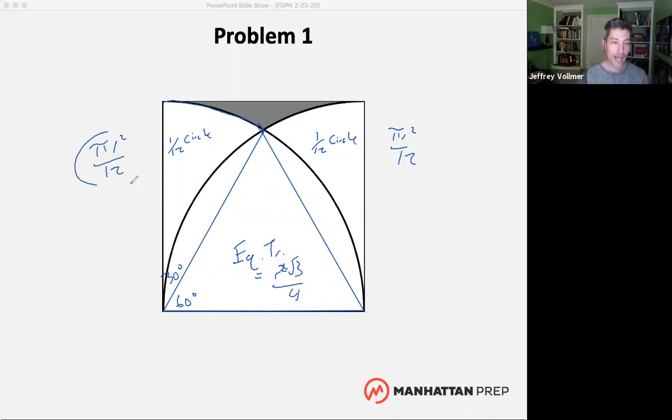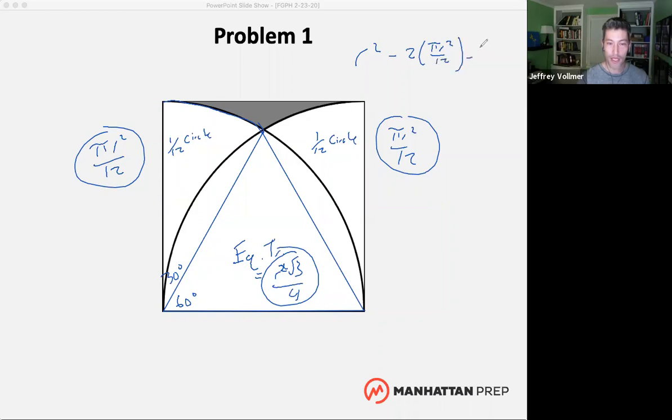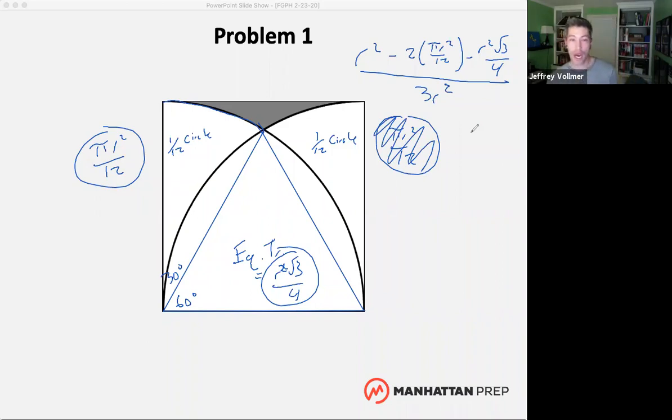If you subtract this and this and this from the area of the box, which is r squared, you'll get r squared minus 2 pi r squared over 12, and then minus r squared root 3 over 4. That'll give you the area in terms of r of this weird shape. You would divide that by 3r squared because the top half of the shape had 3 of these r squared boxes. And that will give you answer B.